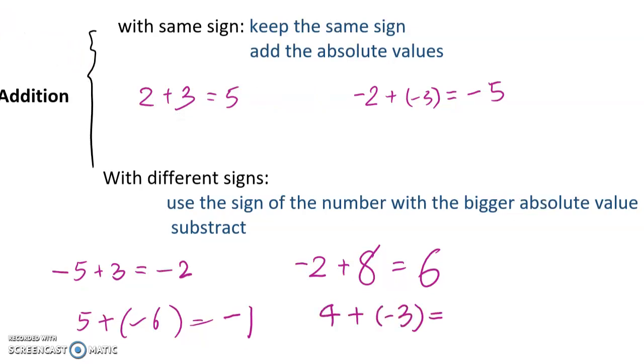Okay, the last example. 4 plus negative 3, I want you to work on this by yourself. Okay. So the answer should be 1. Right? You're using the sign of 4 and you subtract 4 minus 3 is 1.